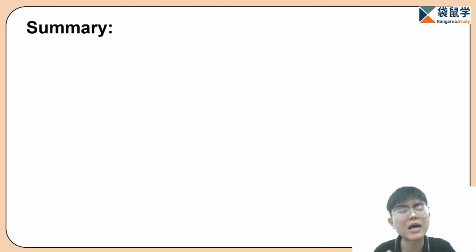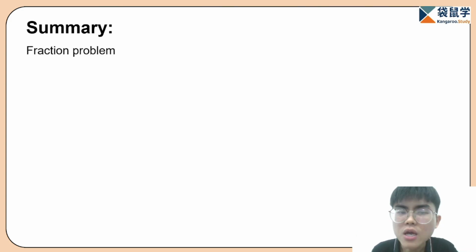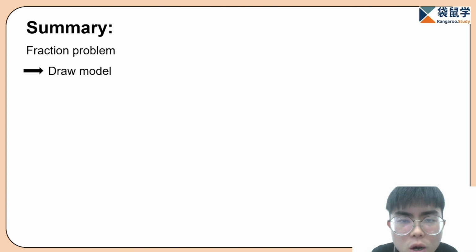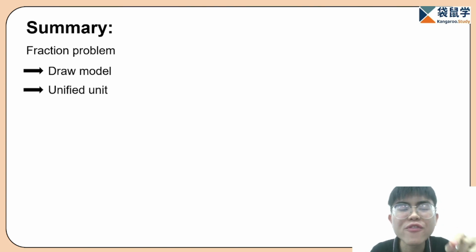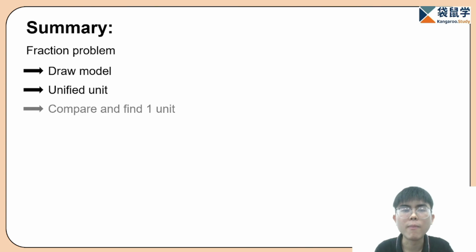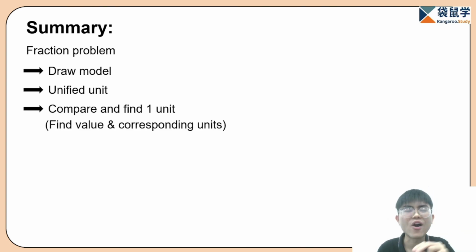Okay, now let's summarize what we have learned in this question. So we call this kind of question a fraction problem. So what is a very important first step that you have to do in this kind of question? We draw a model. So in this question, what is the most important thing to do when we are drawing the model? You need to unify the unit because the total for our fraction is different. So we need to unify the unit so that we can combine our model together. So after that, we can compare the model and we'll find 1 unit. Then we can find the value and the corresponding unit.